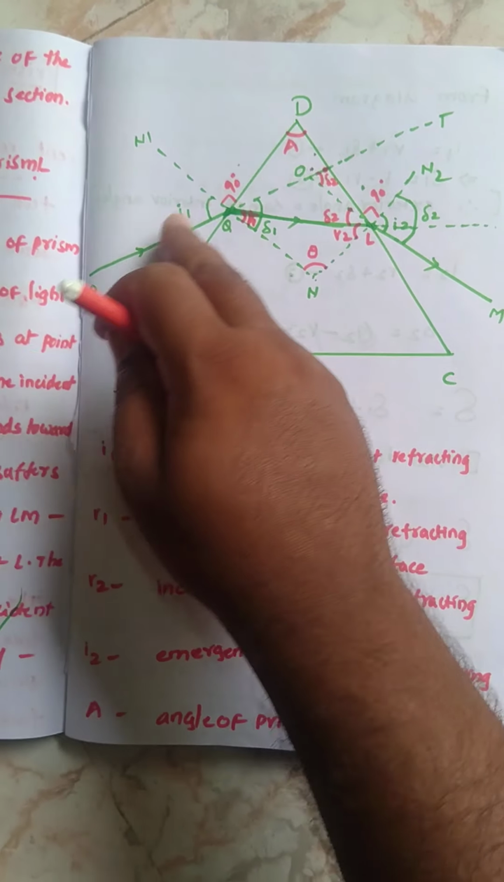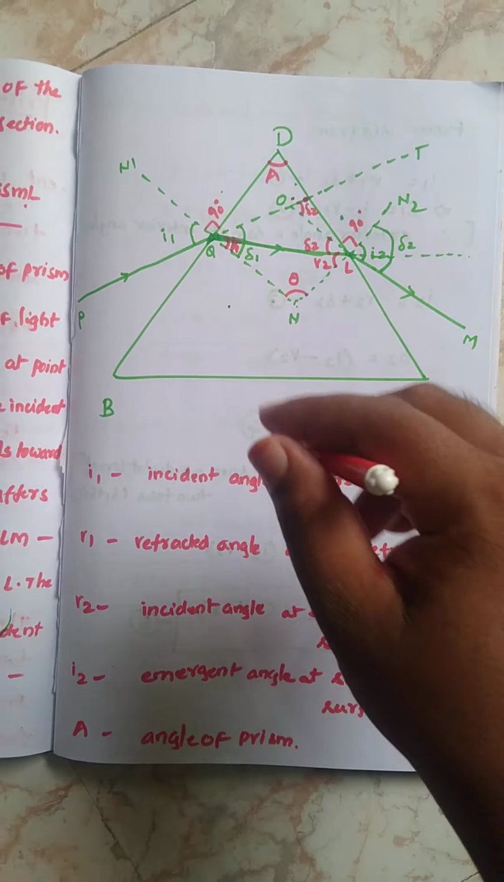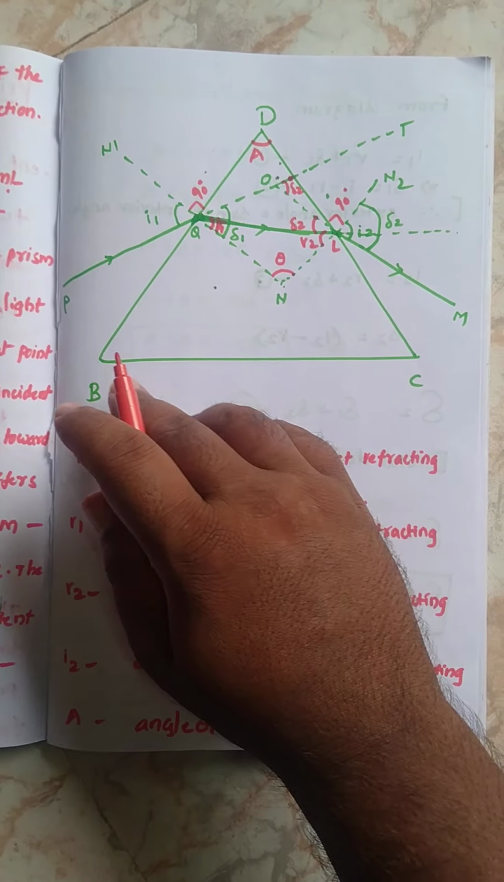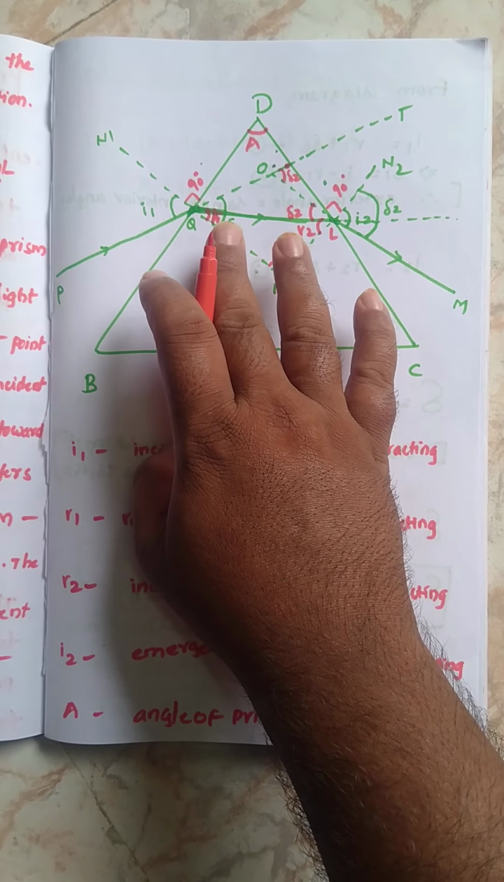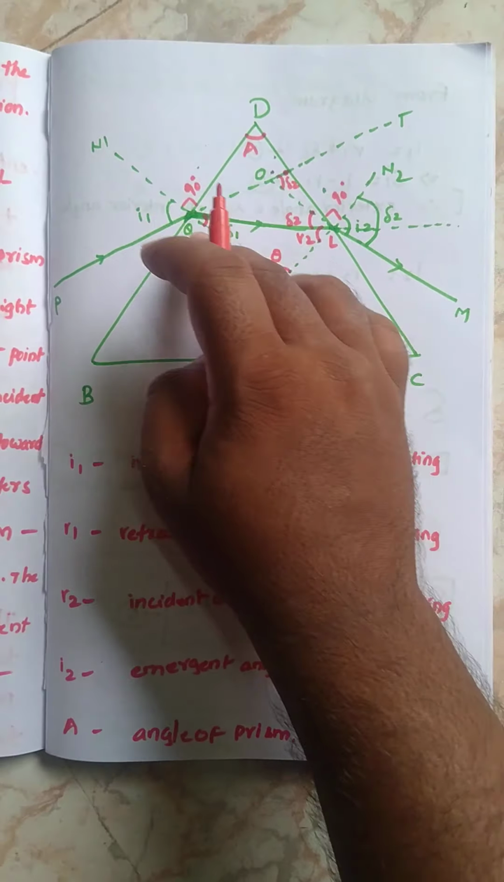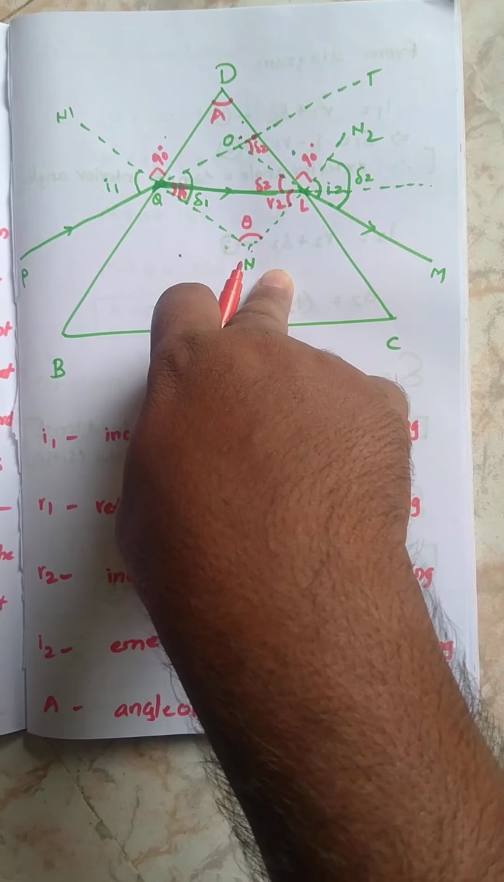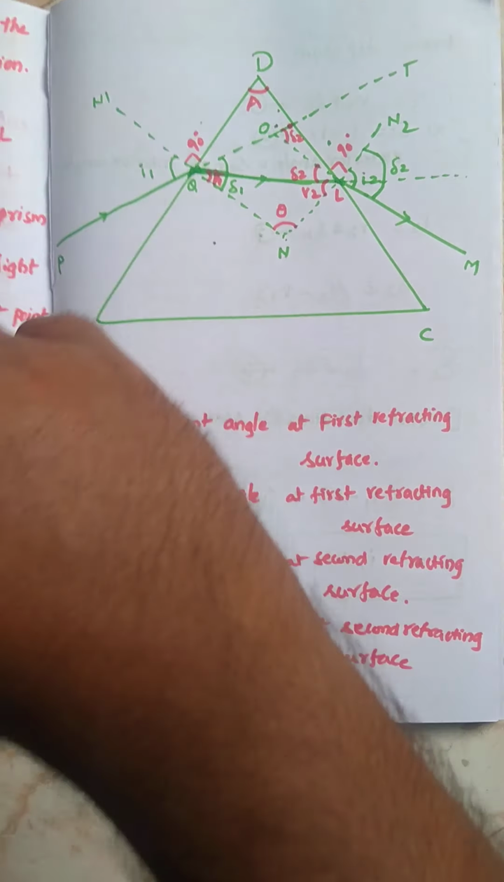So it is a rarer medium and it is a glass, a prism, I assume. Whenever an incident light ray passes from a rarer medium to a denser medium, what happens after that? It bends towards the normal. See, this is the normal, n1 and n dash, for the incident light ray PQ.